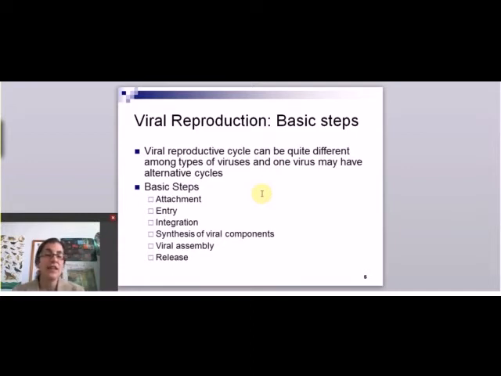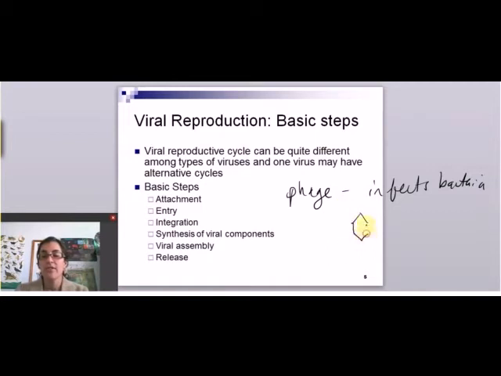And this is kind of the basic outline of a viral reproductive cycle, but there can be a lot of variation among the different types of viruses, and we'll also see that one virus can even have alternative reproductive cycles. So in order to understand the viral reproductive cycle, we're really going to focus on two examples of viral reproduction. First, we're going to look at bacteriophage. Phage, remember, is the virus that infects bacteria. And then we'll also take a look at the viral life cycle of HIV. So we'll start with phage.